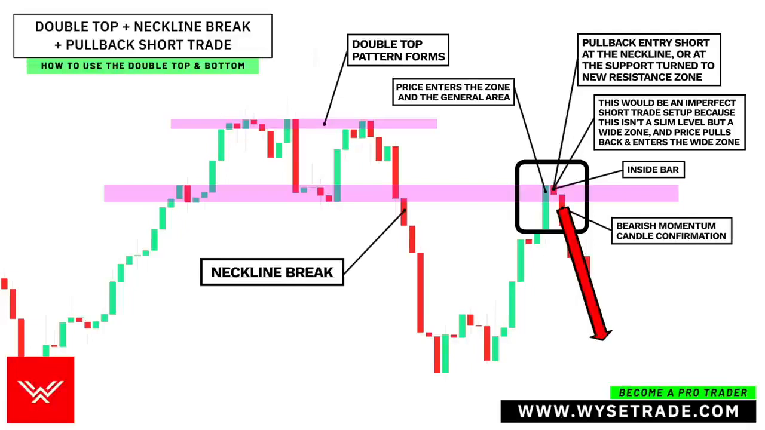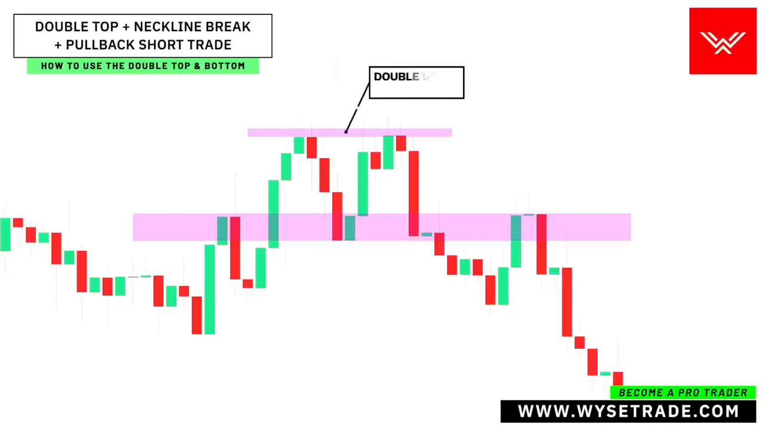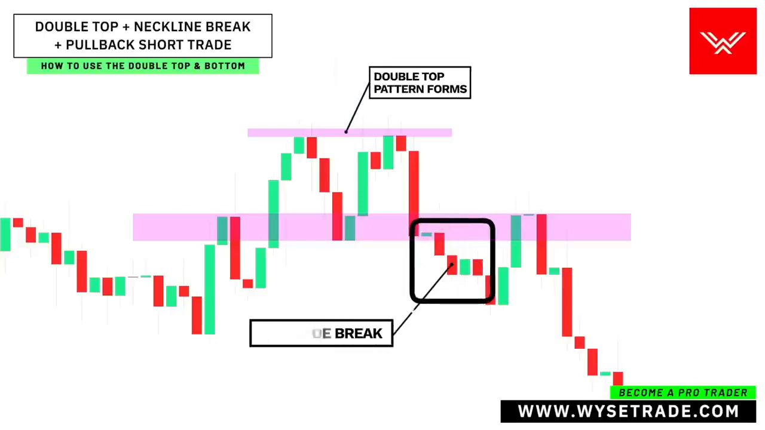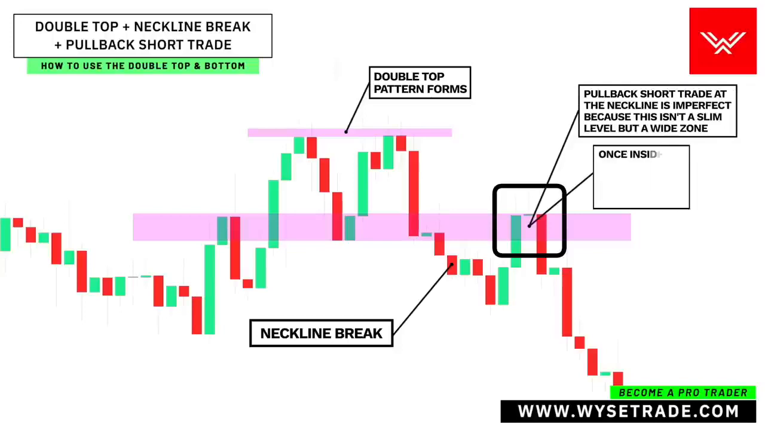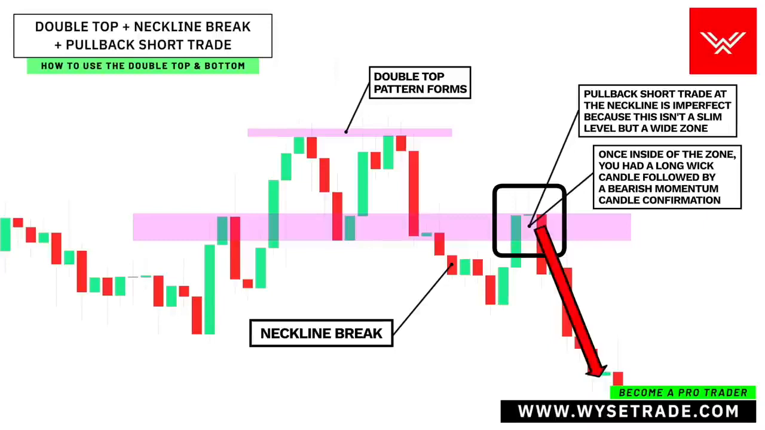Let's show this again. Double top pattern. Neckline break here. This pullback short trade to the neckline is imperfect because this isn't a slim level but a wide zone. Once inside of the zone, you had a long wick candle followed by a bearish momentum candle confirmation.